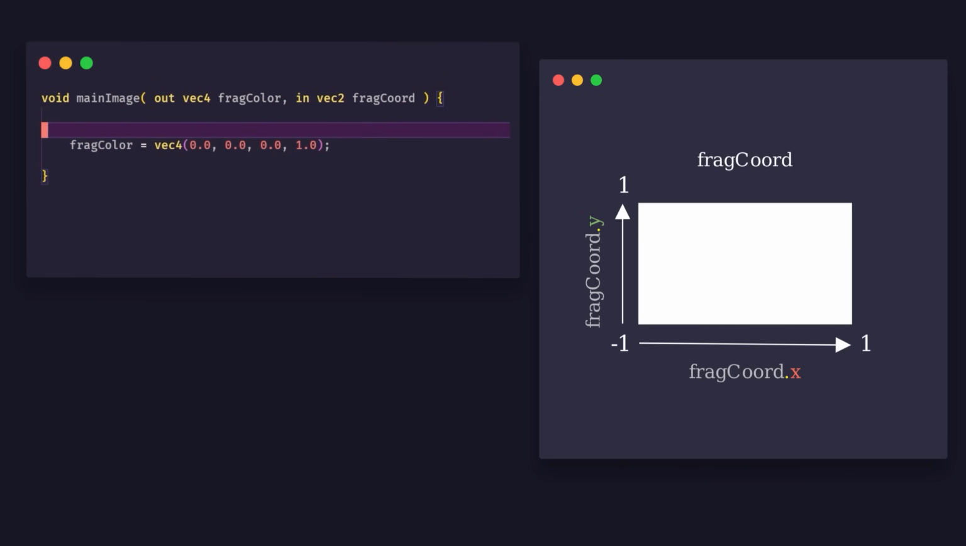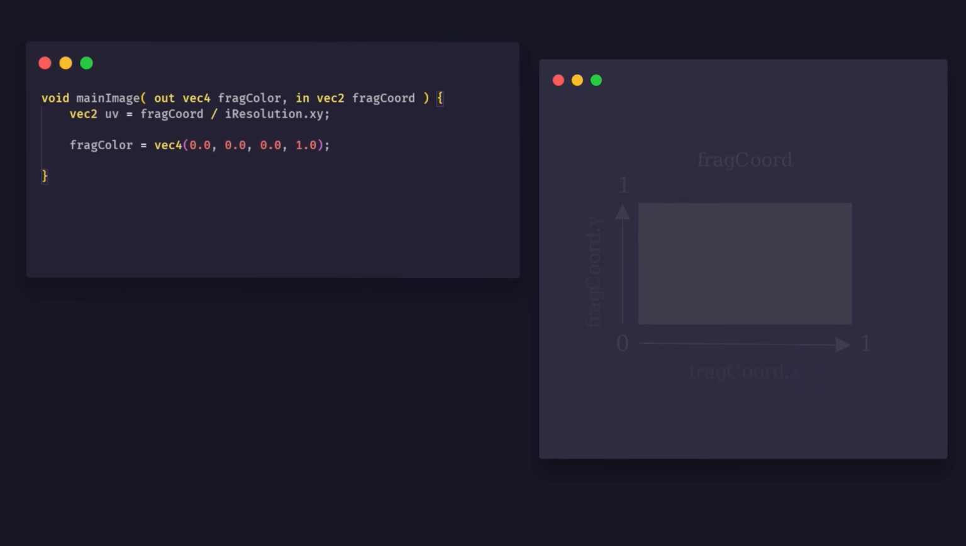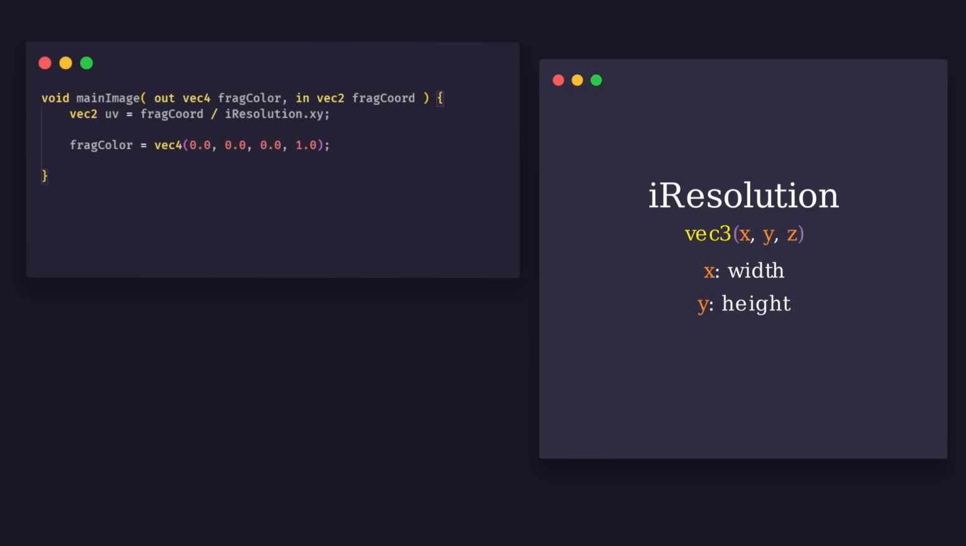So I will create a new vector called UV, which will contain our transformed pixel coordinates. The first step is to normalize fragCoord so that its components range from 0 to 1. For that, we simply need to divide it by a vector containing the current canvas resolution. Fortunately, there's a global constant provided by Shadertoy called iResolution. It's a vector of 3 components holding the current canvas size in pixels. The first 2 components are the width and height of the output texture, and the third component is the depth and is only used when rendering to 3D textures.